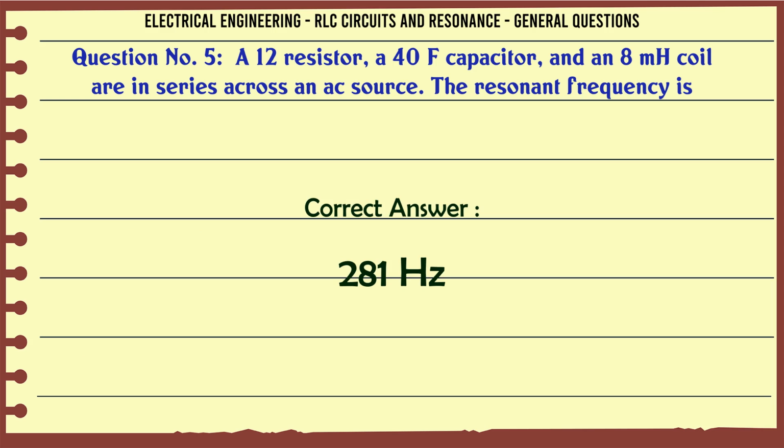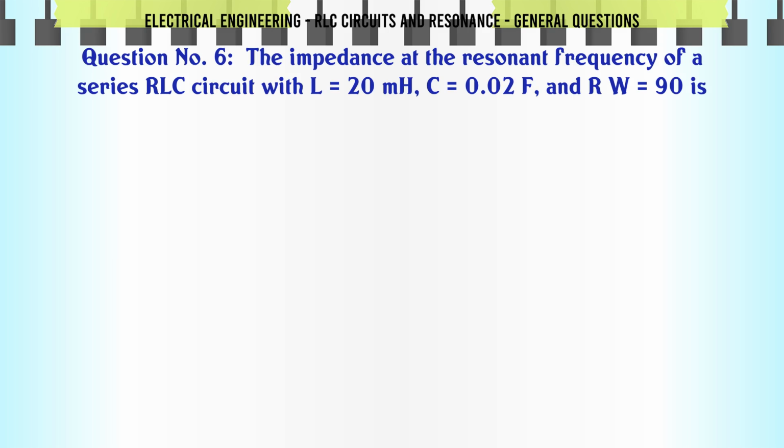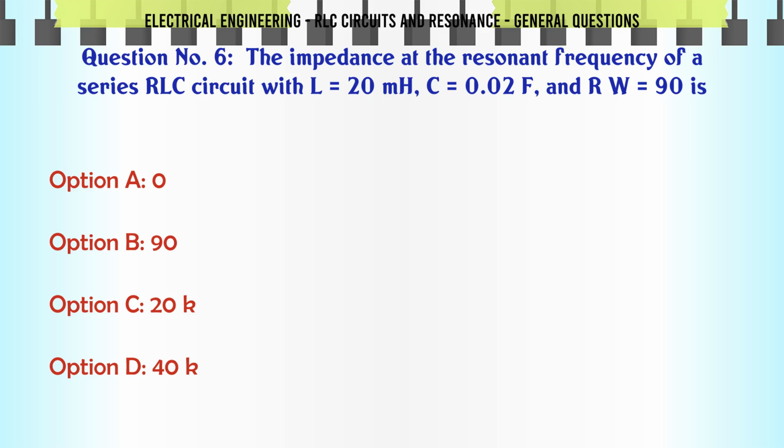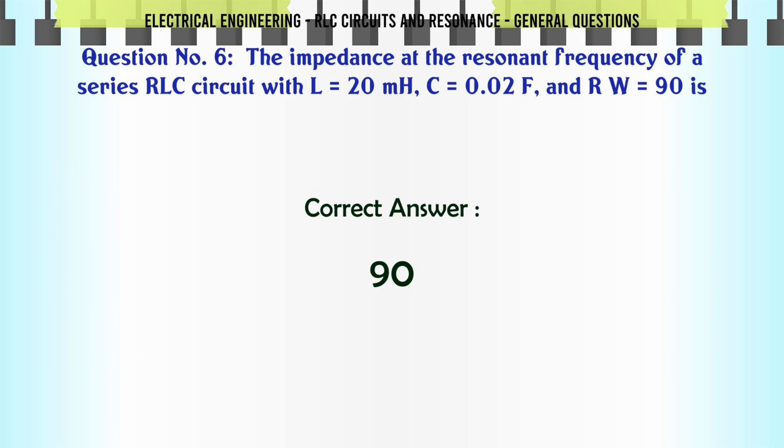281 Hz. The impedance at the resonant frequency of a series RLC circuit with L = 20 mH, C = 0.02 µF, and Rw = 90 Ω is: A, 0; B, 90 Ω; C, 20 kΩ; D, 40 kΩ. The correct answer is 90 Ω.